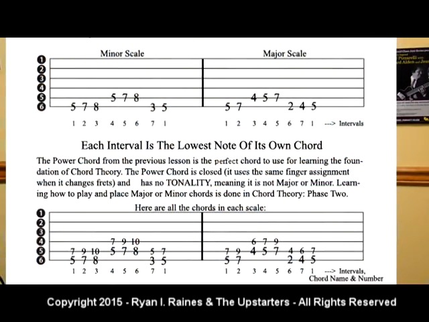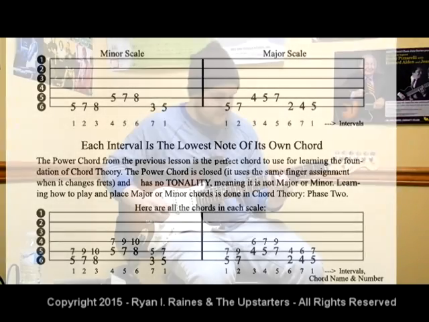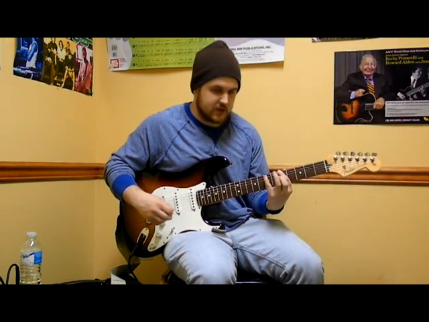The first thing you have to understand to make a chord progression is that each interval can be the lowest note of its own power chord. Each note in either key is going to be the beginning point of a power chord. So if I'm starting on the first note of the minor scale, to make that a power chord, I would do, like we said before, 2 frets up and a string to the floor.